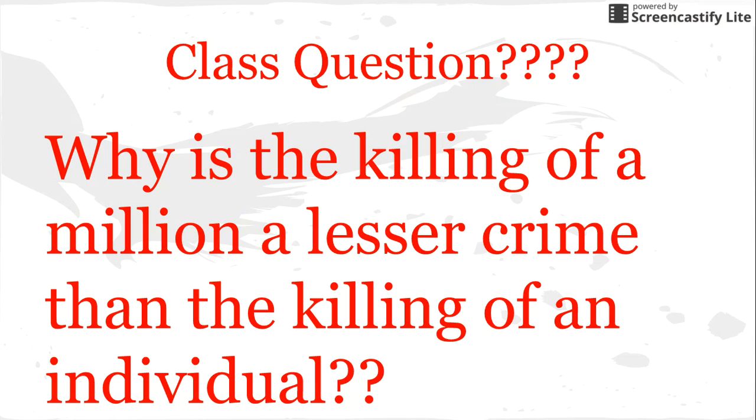Then I have a class question for you: why is the killing of a million a lesser crime than the killing of an individual? This quote was actually created by Raphael Lemkin. He was a Polish Jewish lawyer, and his number one goal in life after the Holocaust was to make sure that the United Nations came up with a specific definition and an official crime known as genocide. So he posed this question to his colleagues and to the world: why is the killing of a million people a lesser crime than the killing of an individual? I want you to think about that for a moment.